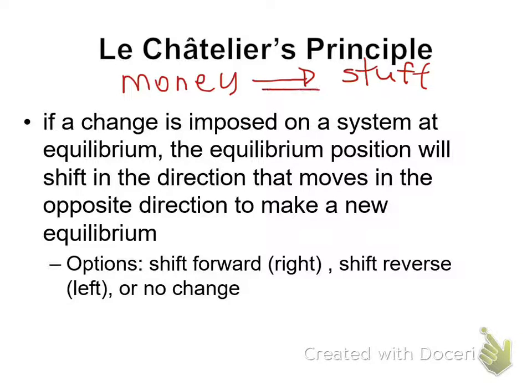Now, I'm going to draw an opposite arrow where you can change stuff into money. And how do we do that? You sell things.